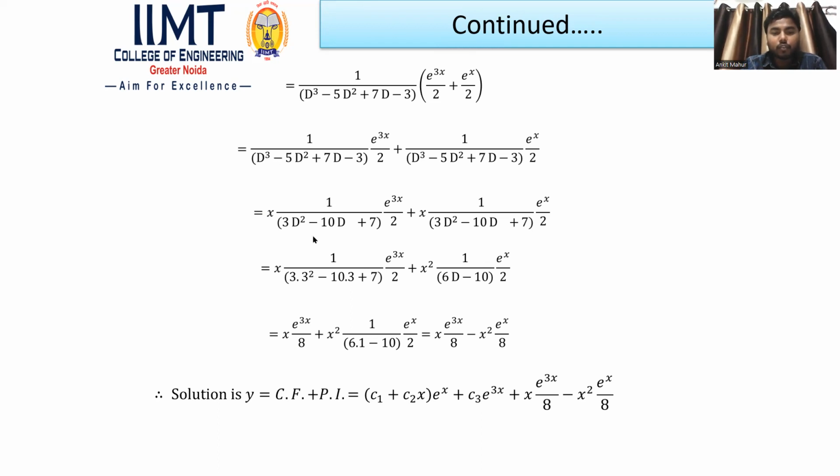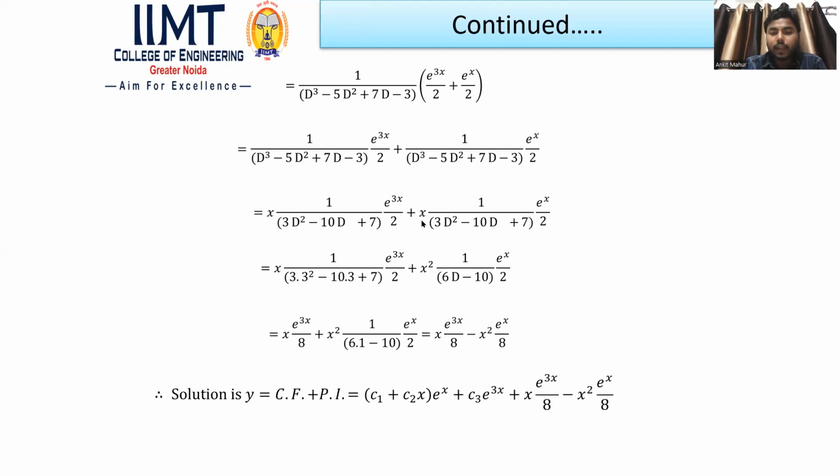So we get the differential of D cube is 3D square, the differential of minus 5D square is minus 10D, and the differential of 7D is 7. Similarly, replace D equals 1. If we replace D equals 1, the denominator equals 0. Then multiply by x and differentiate the denominator with respect to D. Again we get 3D square minus 10D plus 7. If we replace D equals 3, we get 1 upon (3 into 3 square minus 10 into 3 plus 7) e power 3x upon 2. And again replace D equals 1, so the denominator equals 0.